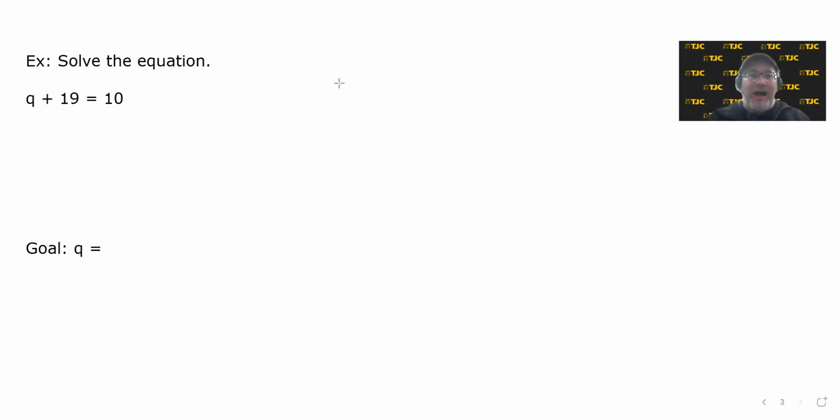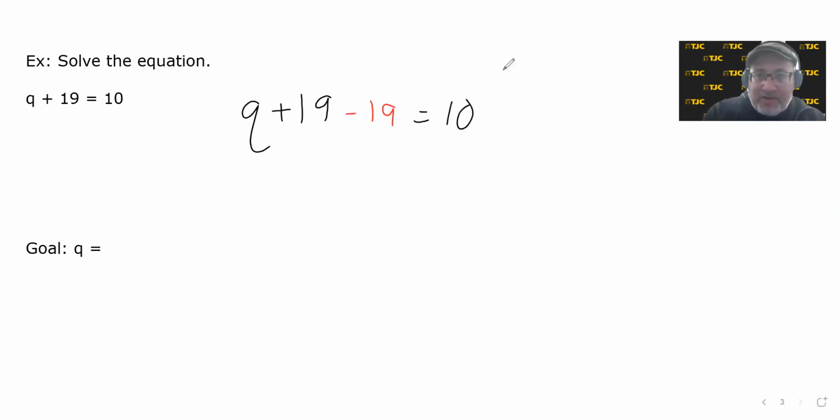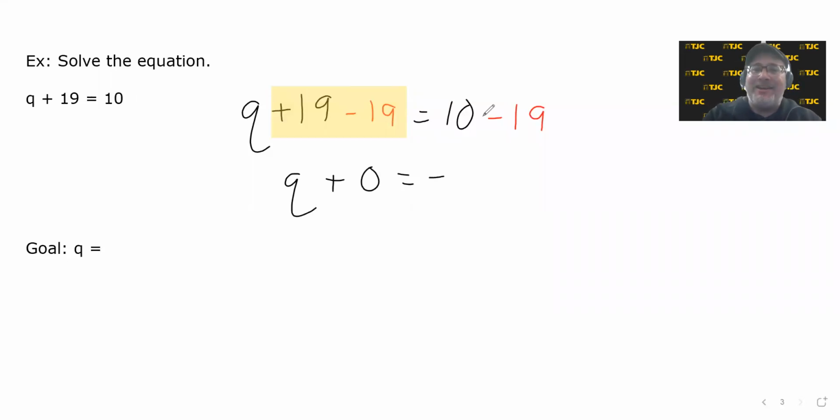And what's the opposite of adding 19? Well, of course, the opposite of adding 19 is subtracting 19. So the move that we would pull off is to subtract 19 from both sides of the equation. So minus 19 on the left side, minus 19 on the right side. And what technically happens is the same thing that happened in the previous example. The plus 19 and the minus 19 together make a plus 0. And on the other side, 10 minus 19 is negative 9.